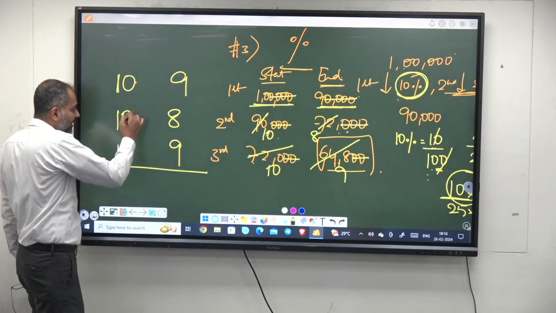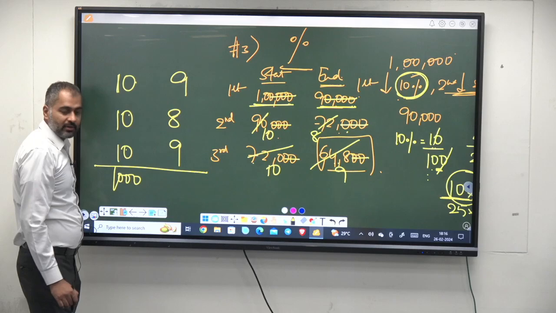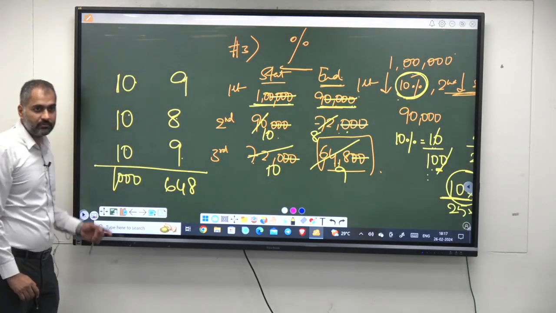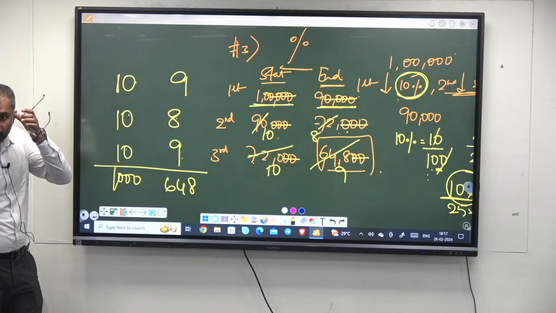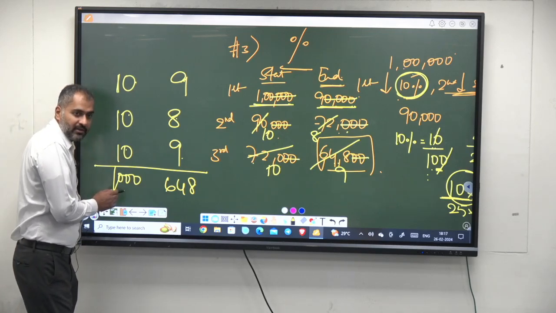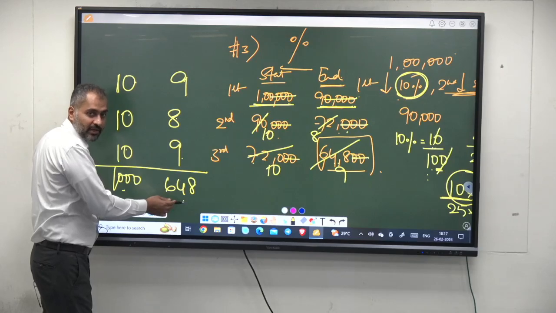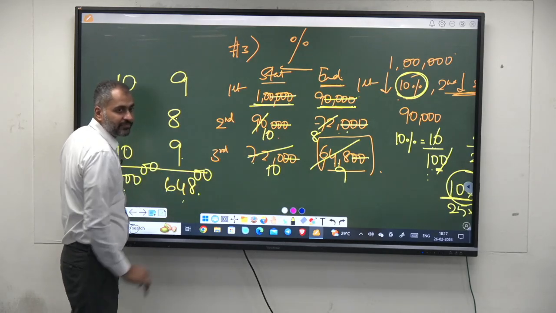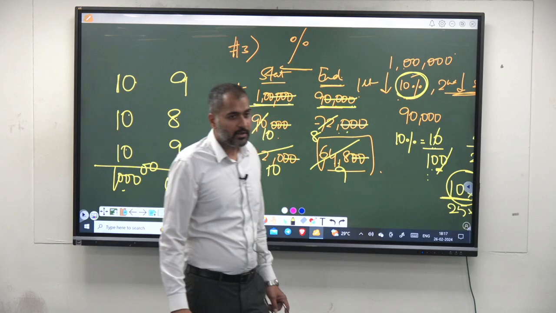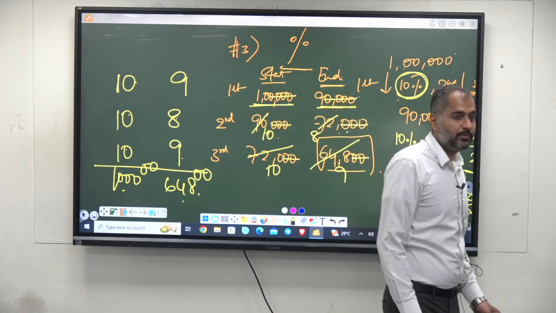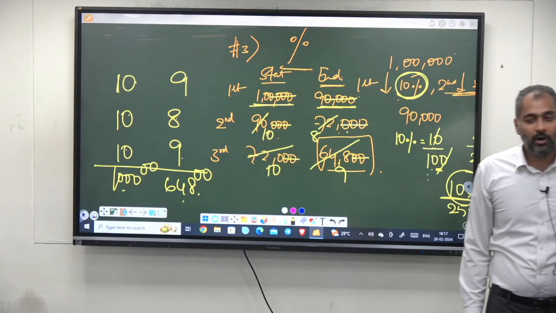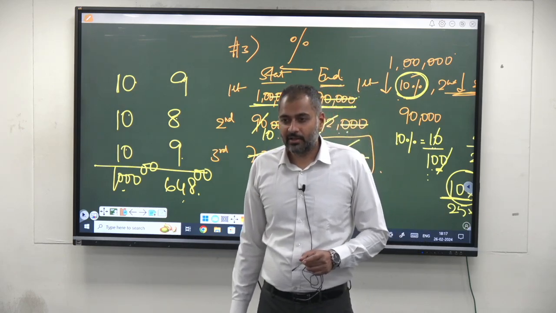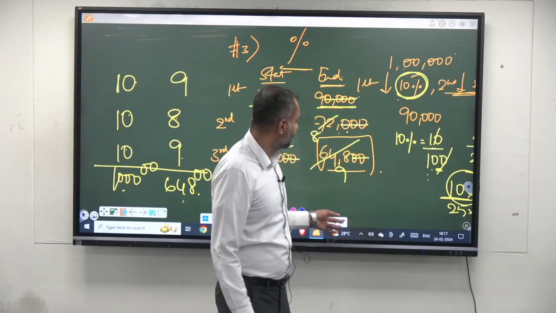Now, if I multiply 10 into 10 into 10, I'll get what? 1000. 9 into 8 into 9 is 648. For 1000, if I reduce in this manner, it becomes 648. For 1000, if it becomes 648, for 1 lakh, it becomes 64,800. Understood? This is called successive multiplication. In profit and loss or discounts, this is called successive discounts. So successively it's been done here like this.